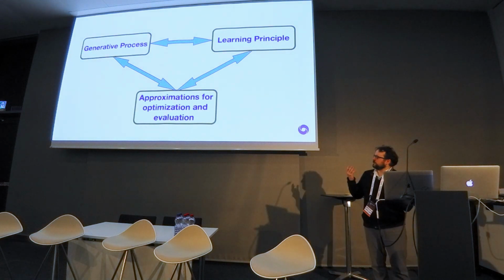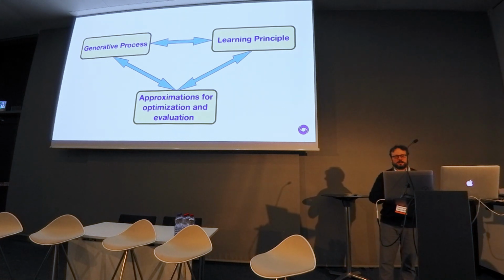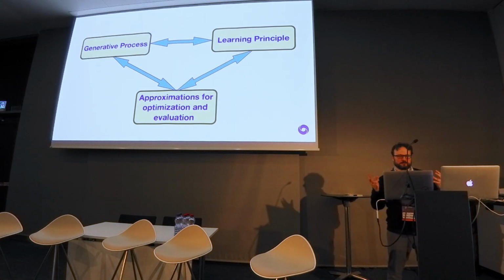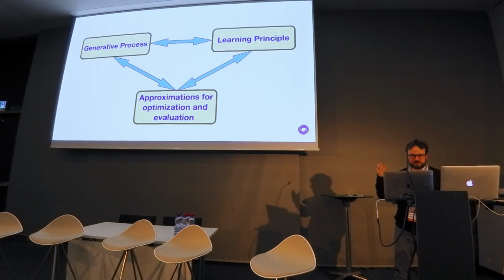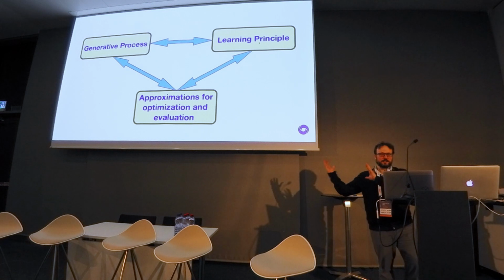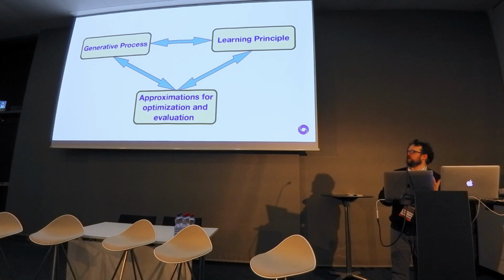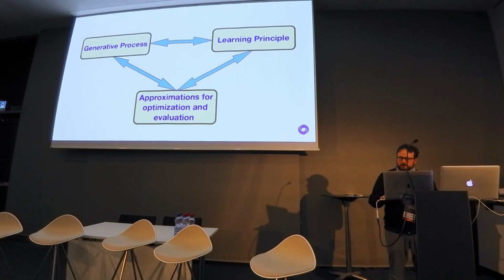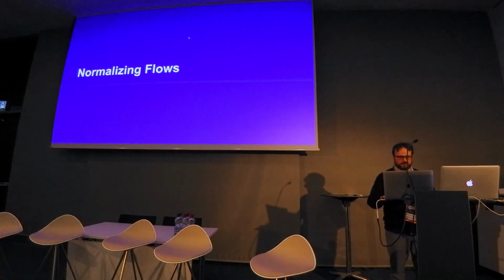I'll be talking about generative models. When you talk about generative models, you cannot really distinguish between these three pillars. This is a very similar picture to what you saw in the talk earlier today about using statistical mechanics to understand machine learning. I'll focus on the generative process here, but you have to keep in mind that you cannot really disentangle the learning principle, which is the objective function of generative models and how we choose to approximate that learning objective. So I'll focus on the generative process, assuming that the two other things are fixed.